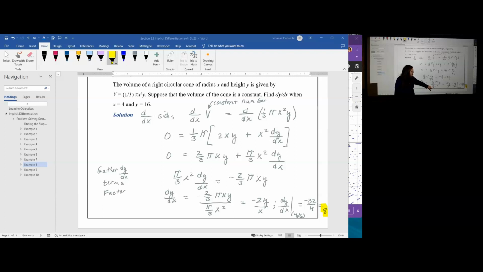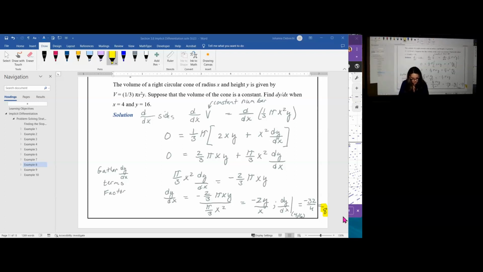This was able to reduce both the pi, the 1/3, and one of the x factors from the denominator. This led to a formula of -2y divided by x. When x is 4 and y is 16, I get a rate of change of -8, meaning that the height is decreasing 8 units for every 1 unit of increase in the radius.